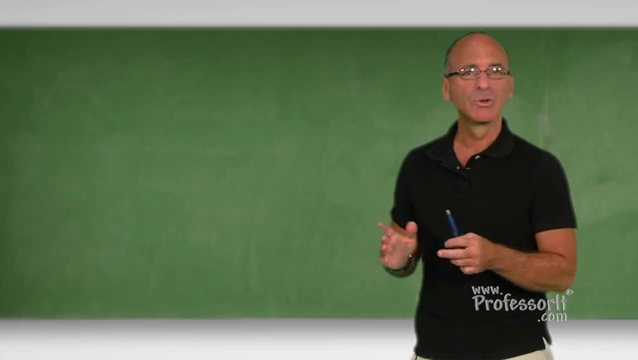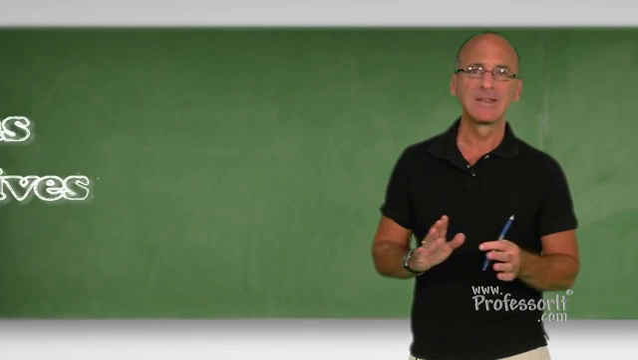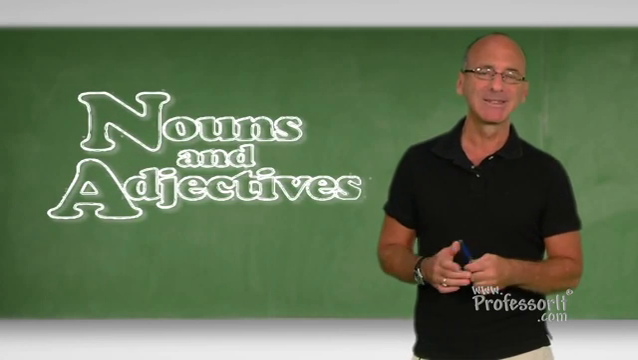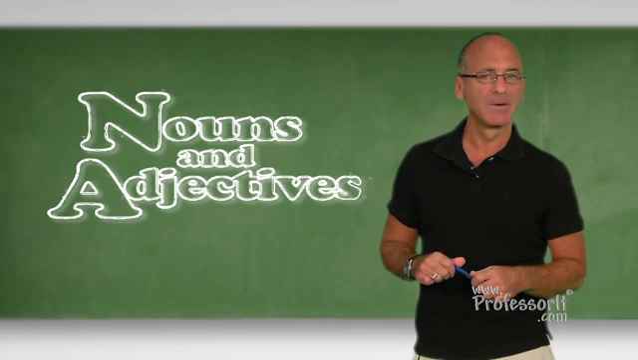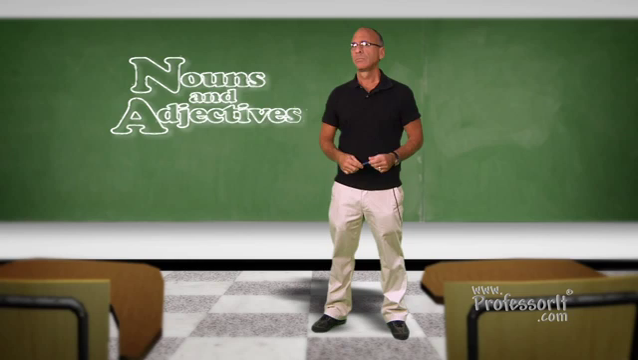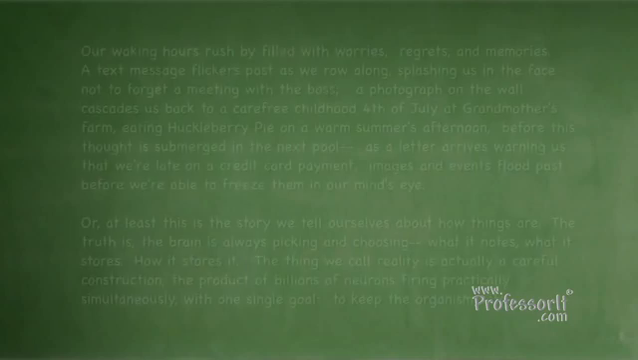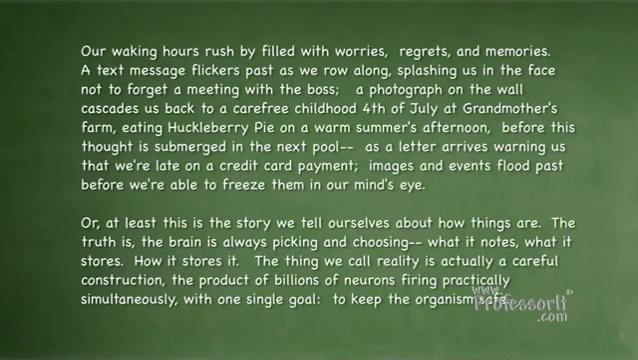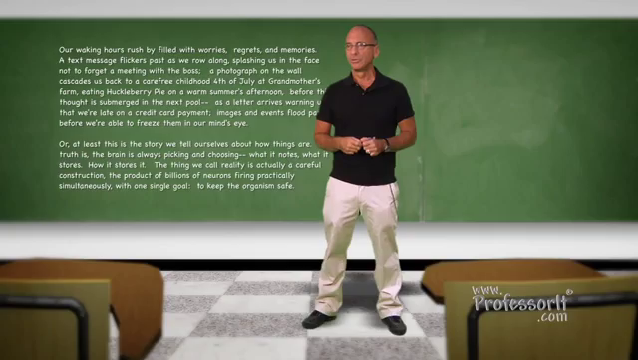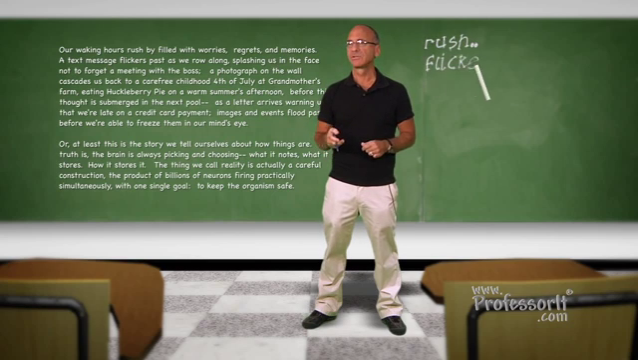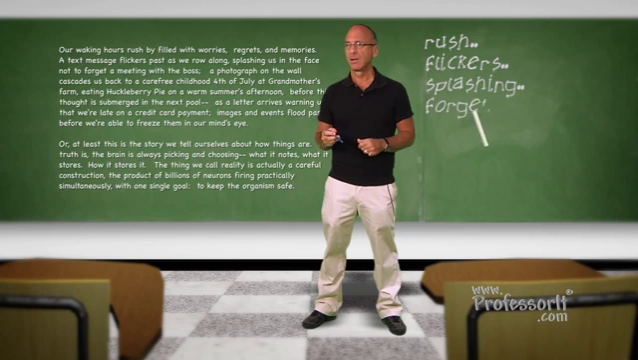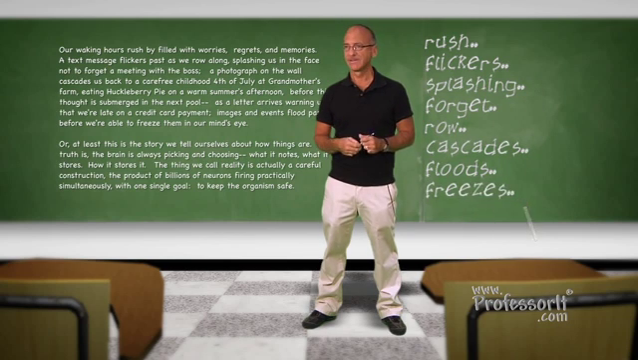How? By removing the words that obviously don't concern us, the nouns and adjectives, and by making a list of the verbs and adverbs and seeing if a metaphor pops out. Now look at the paragraph again. Make your list. When you're ready, come back. You have your list? Good, because here's mine. Rush, flickers, splashing, forget, row, cascades, floods, freezes.